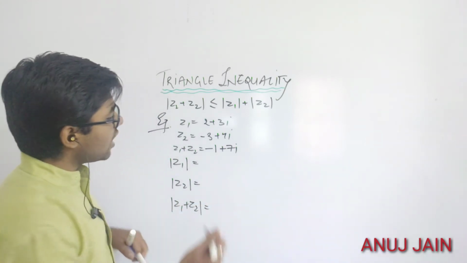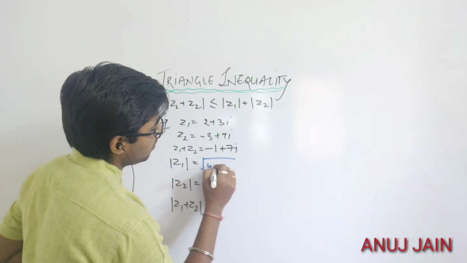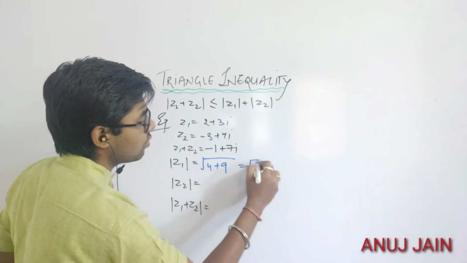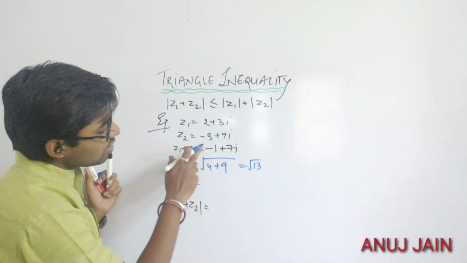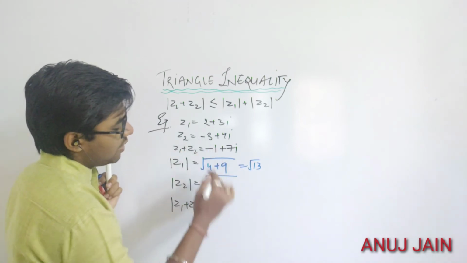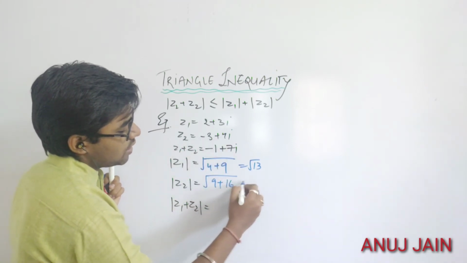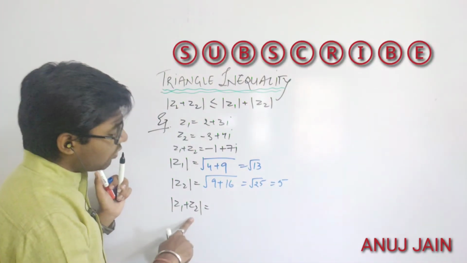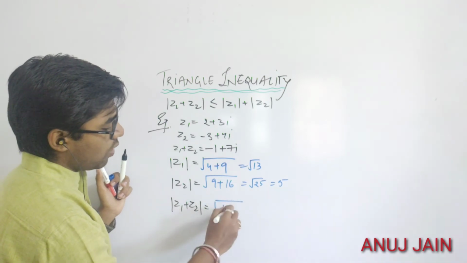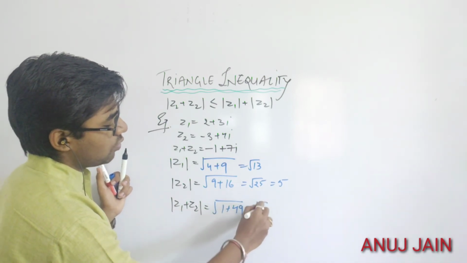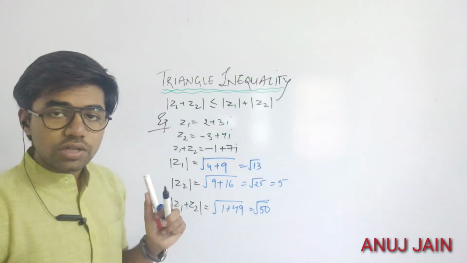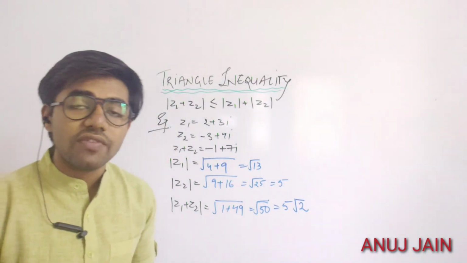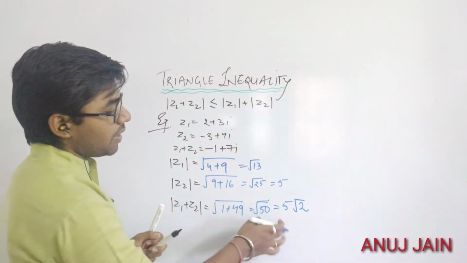So modulus of z1 is root of 4 plus 9, root of 2 square plus 3 square, that is 4 plus 9, that is root 13. Then modulus of z2 is minus 3 square 9 plus 4 square 16, this is root 25, which is equal to 5. Then modulus of z1 plus z2 means under root 1 plus 49, this is under root 50. So this is actually 5 root 2. Now just compare them.